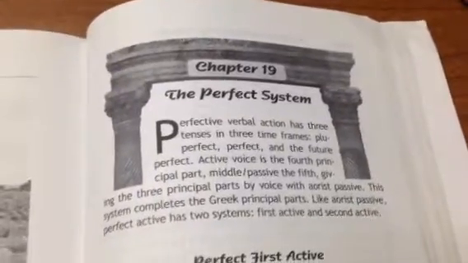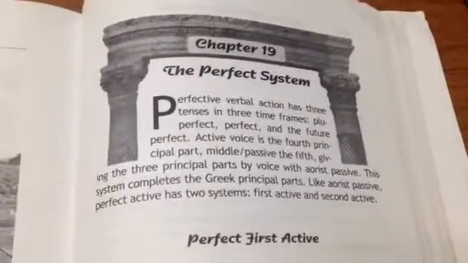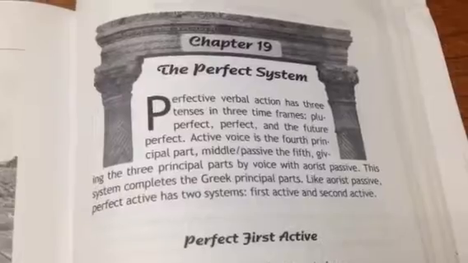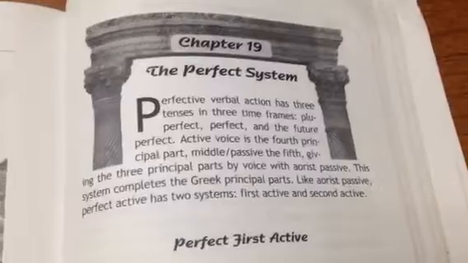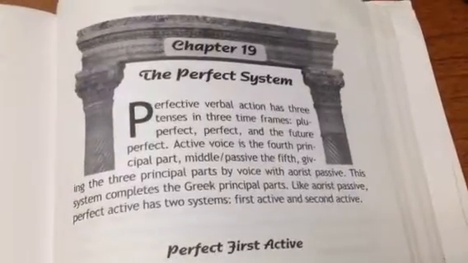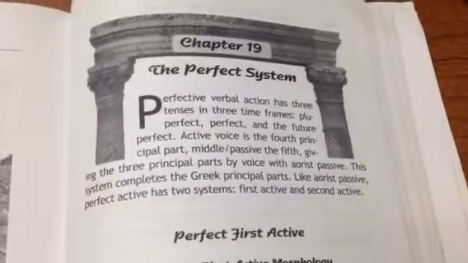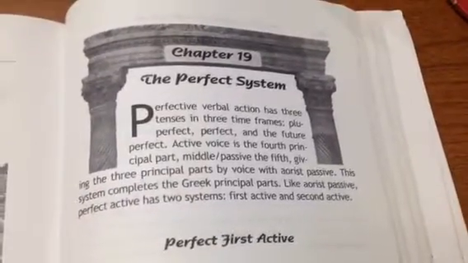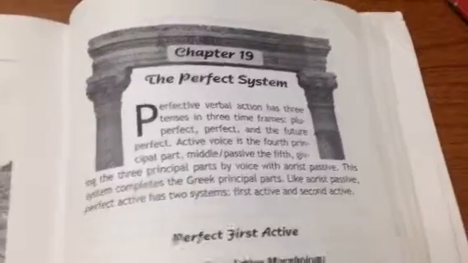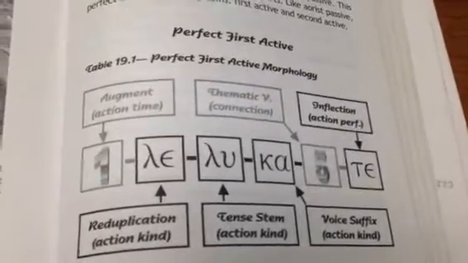So the perfect system introduces a verbal tense that's somewhat familiar and yet unfamiliar to us. The English language knows a perfect, but it has a different nuance in Greek. So we will familiarize ourselves with that here. The perfect active has a first and second active, and the middle passive is just one form. And that is because we actually have a voice suffix here. And then in addition, we will also be introduced to what's called the pluperfect.